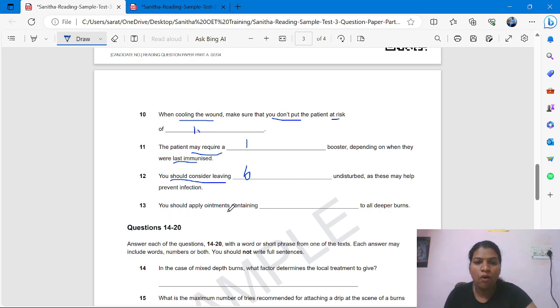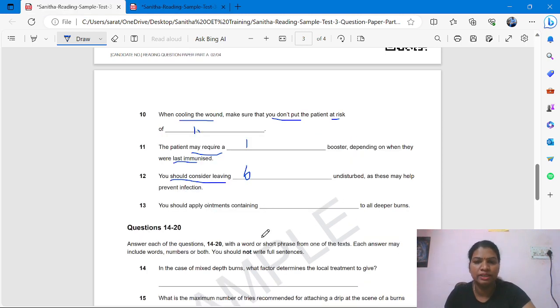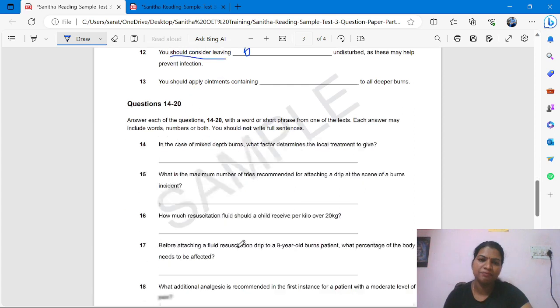You should apply ointments containing antibiotic to all deeper burns. So what is it here? Application of antibiotics in the form of ointment should always be used to prevent infection in any non-superficial burns. What is the answer here? Antibiotic. Are you getting the answer?